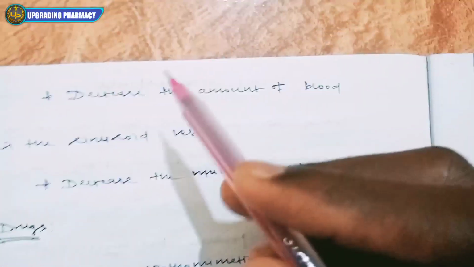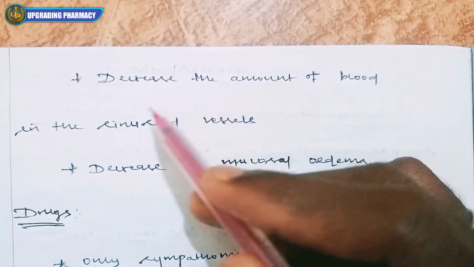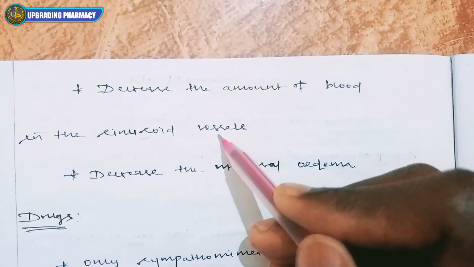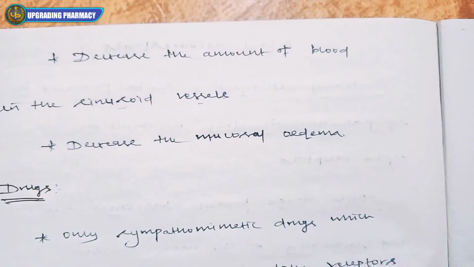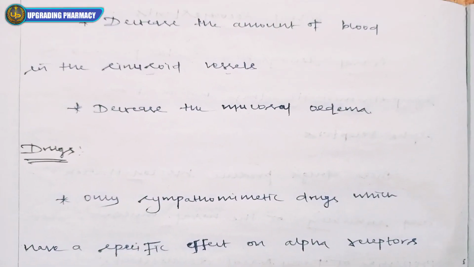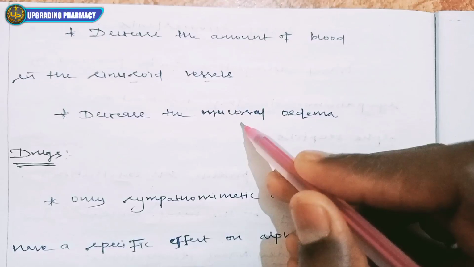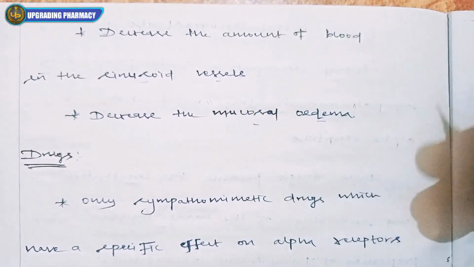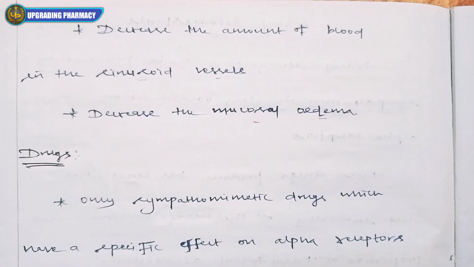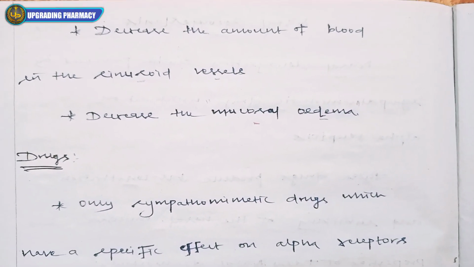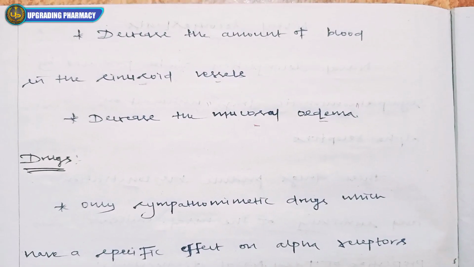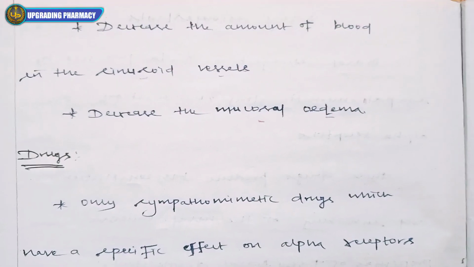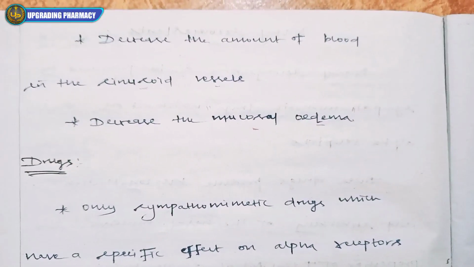This leads to a decrease in the amount of blood in the sinusoid vessels, the blood vessels which supply blood to the sinus in the nose. So there is a decrease in mucosal edema. Edema is the accumulation of extracellular fluid. So the mucosal edema will decrease, so that the excess secretion of mucus fluid will decrease, leading to decongestion. That is the simple mechanism.